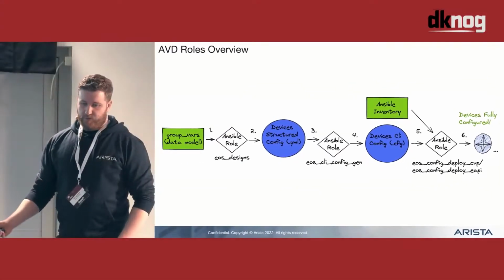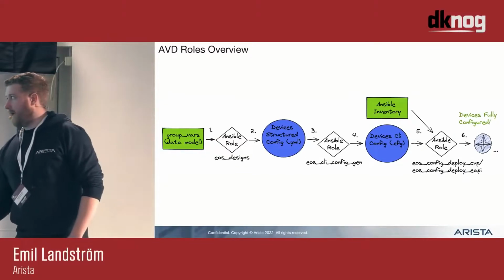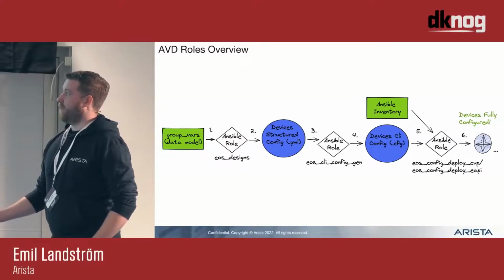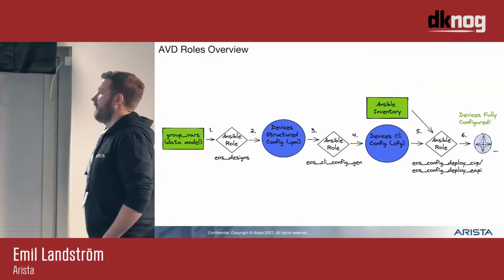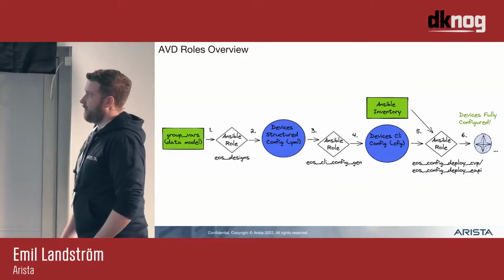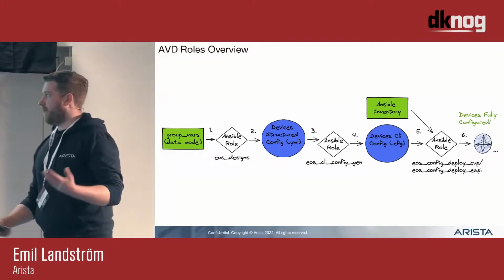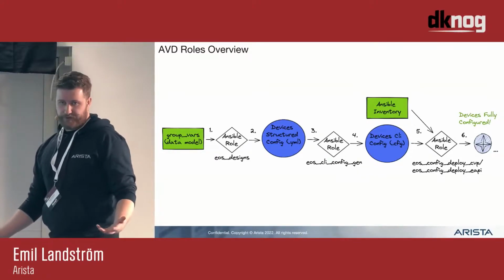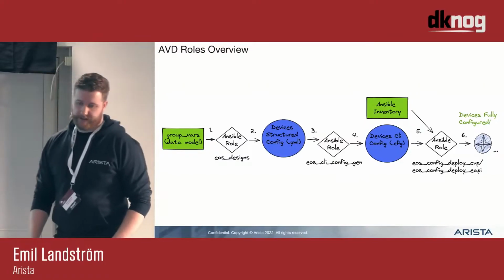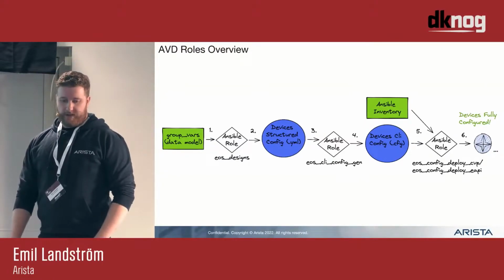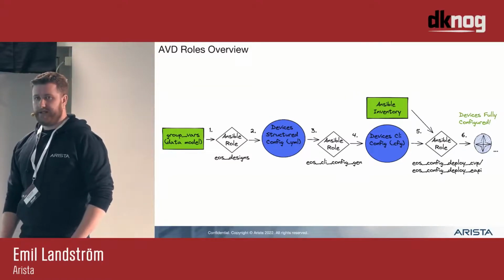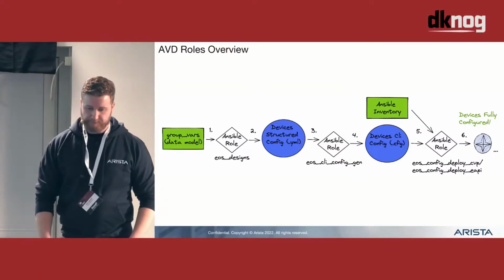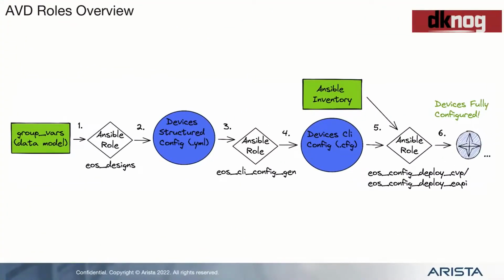Kind of an overview of the roles, so how this thing actually works. Over to the left, we have this abstracted representation of the network in our group variables, the data model, that we then feed into our first role, which is called EOS designs. What this role does is basically generate a structured config file for each device in the topology. So basically, your CLI configuration, except it's in YAML format.